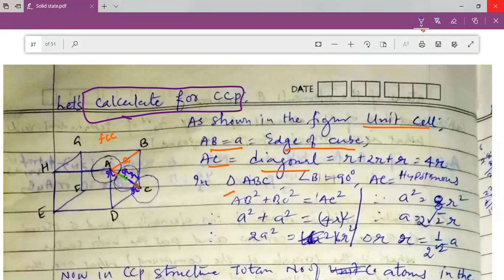So my dear students, you can see that this diagonal AC is equal to 1R, this is 1R. Then this 2R, which is not the diagonal but the diameter of this sphere, and then the last one R. So total it is 4R. So my dear students, you can understand that AB is equal to a, AC is equal to 4R. That is what we can write very easily for all these calculations.